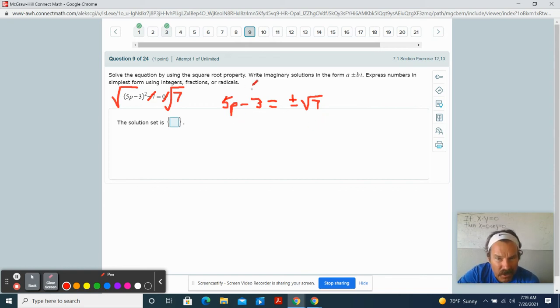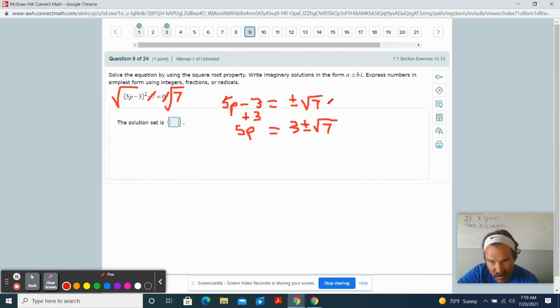Okay, so now there's two things we need to do. We need to get rid of this minus 3, and we have to get rid of the 5. I'm going to get rid of the minus 3 first. So I'm going to add 3 to both sides. When I add 3 to this, it's common practice to put the 3 in front. So we have 3 plus or minus square root 7. And then you have the 5p.